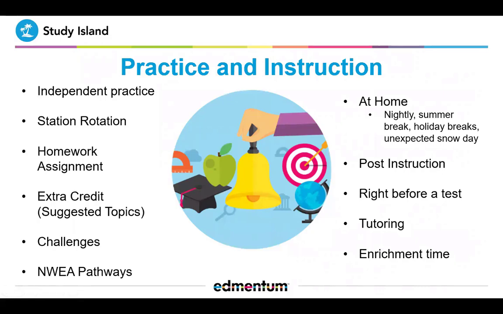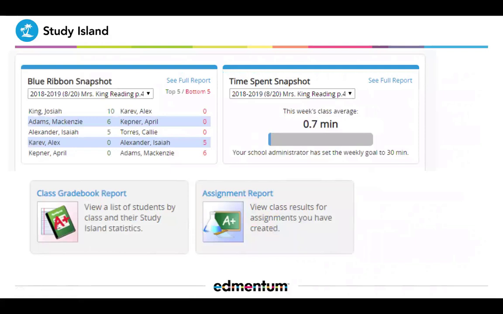I'm going to move on and talk about the reports that you can use to monitor the practice and instruction assignment. On my screen right now, there are two ways for you to monitor students, but there's actually three. The third one is just on the next slide. In Study Island, you have the Blue Ribbon Snapshot, which is a tally of your top 5 and bottom 5 Blue Ribbon earners. Those blue ribbons are given from the practice and instruction assignments. Quickly in a snapshot, you can see who is doing really well and earning those blue ribbons associated with that passing goal, and who may need some additional assistance.